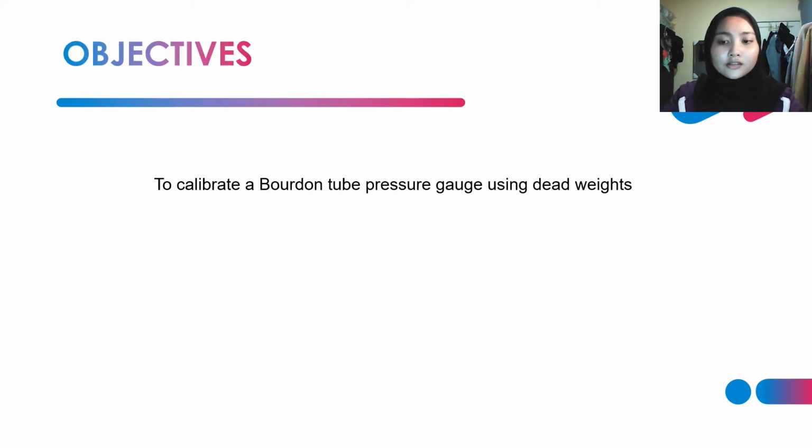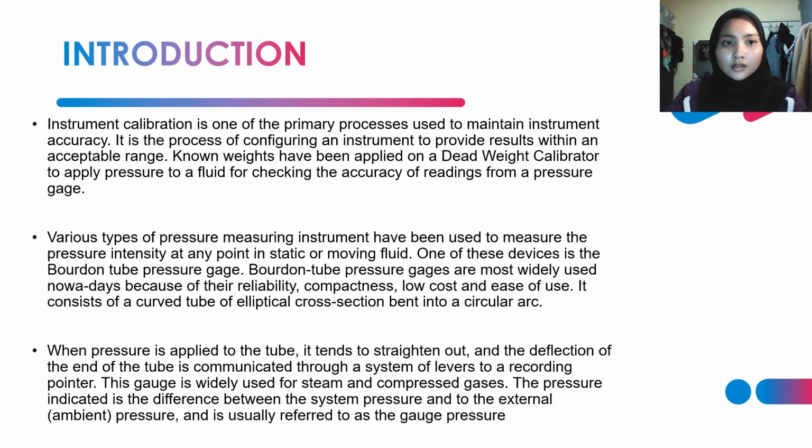Okay, the objective for this experiment is to calibrate a Bourdon tube pressure gauge using the dead weights. Next, the introduction for this experiment: instrument calibration is one of the primary processes used to maintain instrument accuracy. It is the process of configuring an instrument to provide results within an acceptable range.